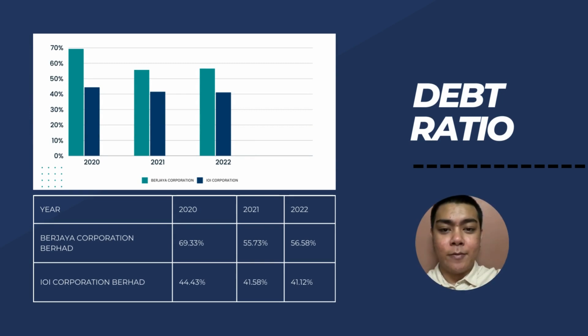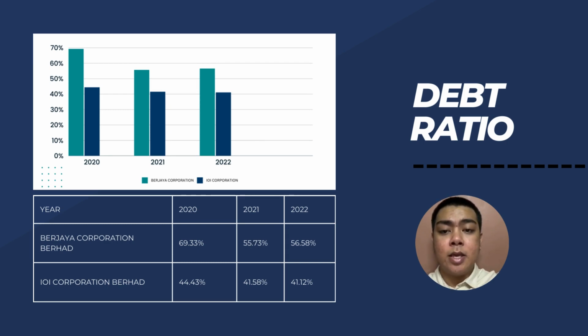Now we go to debt ratio. The debt ratio shows the amount of debt in the financial structure. If the firm has a high ratio, it means the firm borrows too much, which is high risk. Now we want to discuss the difference between Berjaya Corporation Berhad and IOI Corporation Berhad.